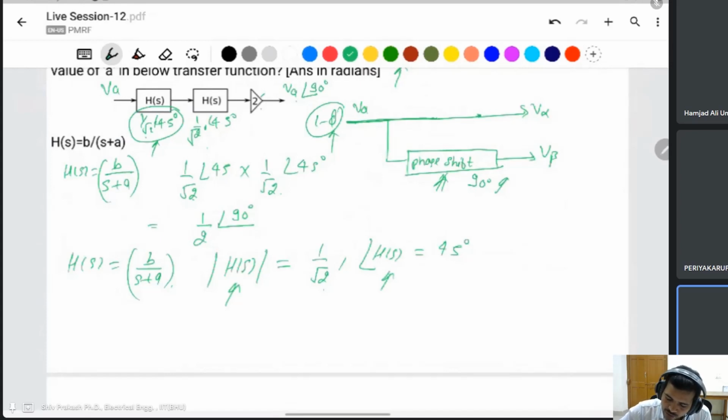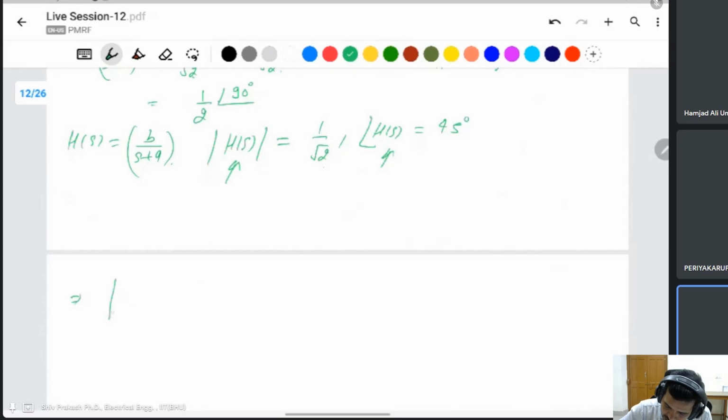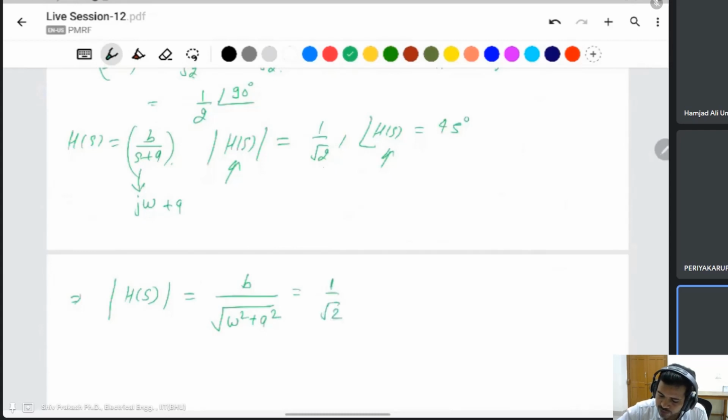First I want to calculate the magnitude of HS. Magnitude of HS is equal to the magnitude of B divided by S, which will be written as j omega in the Laplace domain. This is the j omega. The magnitude of j omega plus A is root of omega square plus A square, equal to 1 by root 2. Then squaring both sides, this will be B square divided by omega square plus A square is equal to 1 by 2.